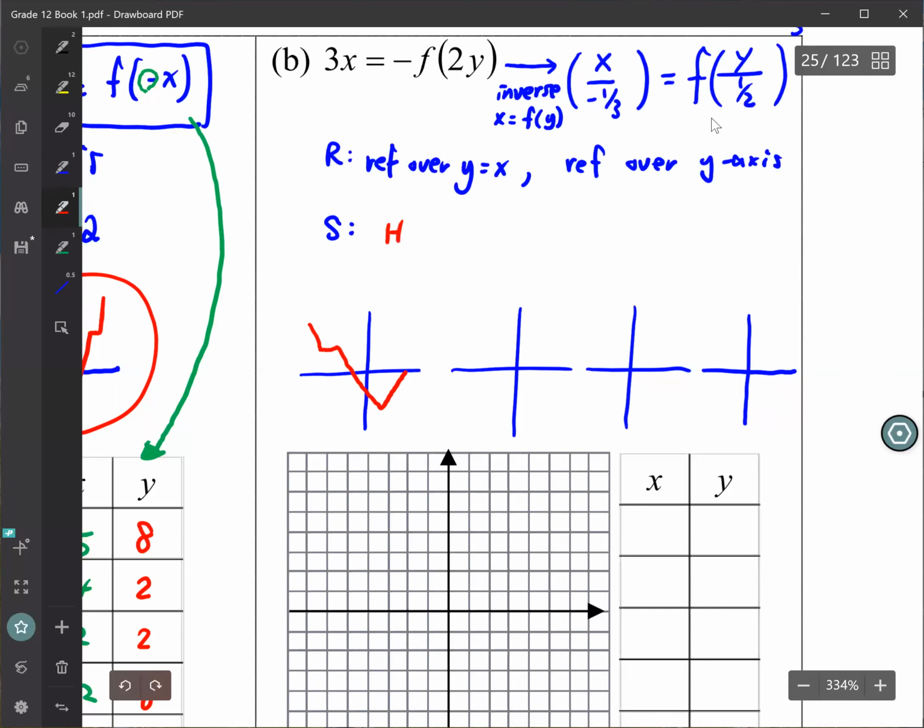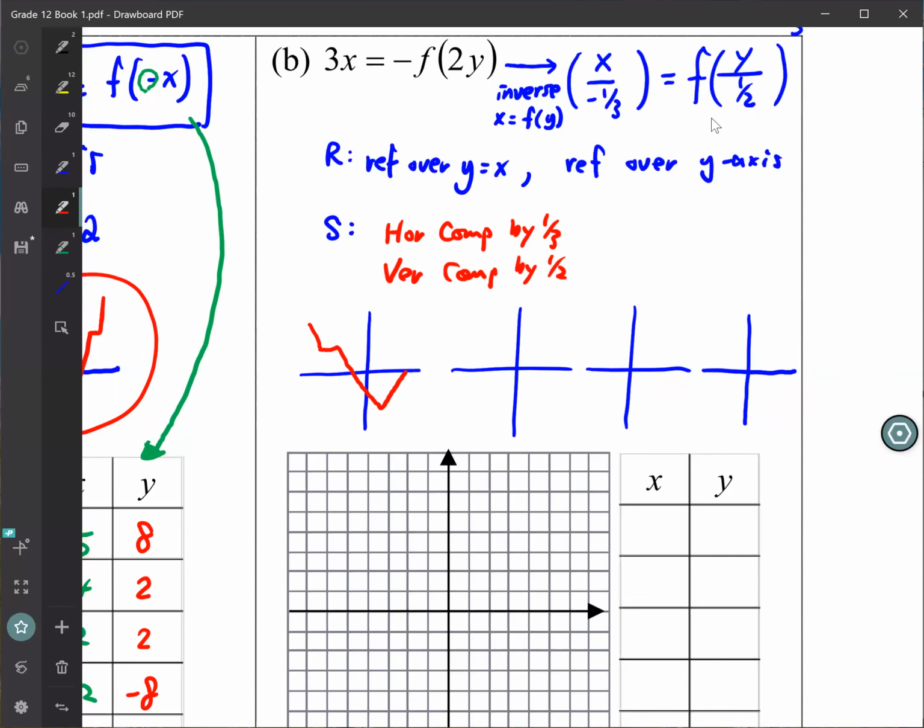Horizontal compress by 1/3. Good. And vertical compress by 1/2. Yep. Okay, so a lot of compression here, so that means it will end up pretty small.